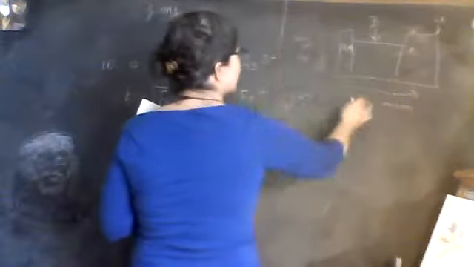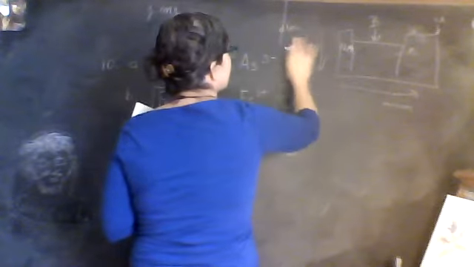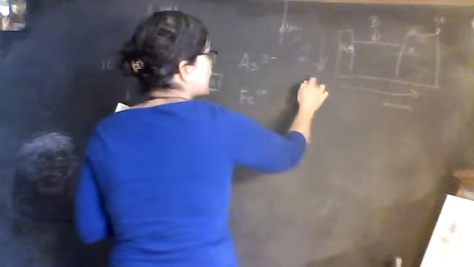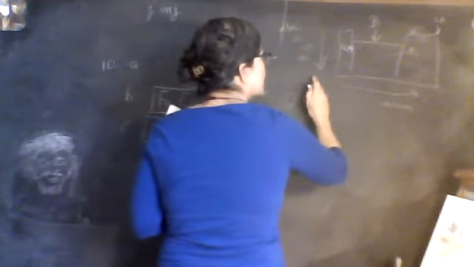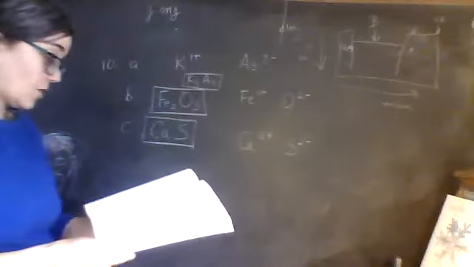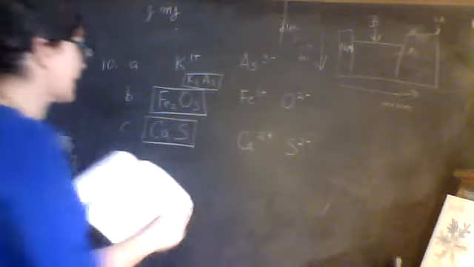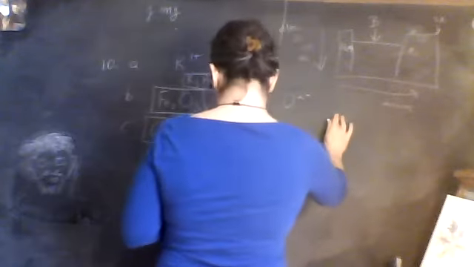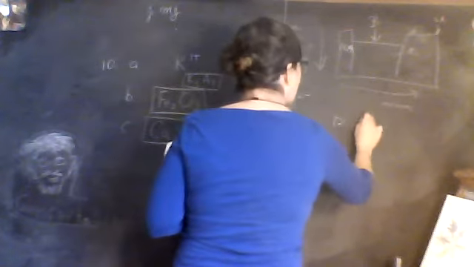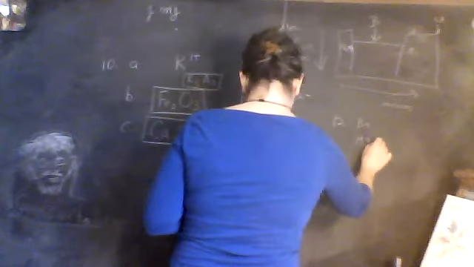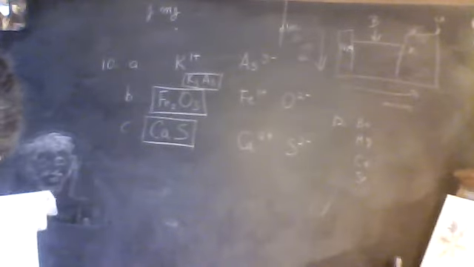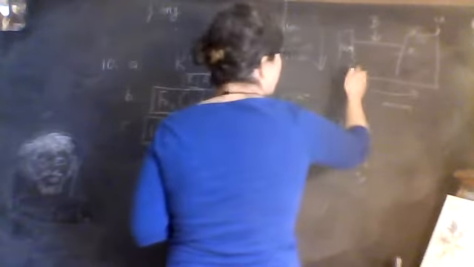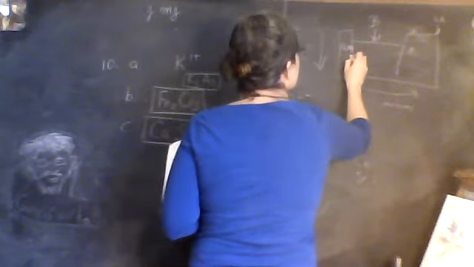Electronegativity follows the same path as ionization potential. So as you go down the periodic table, electronegativity decreases. As you go from left to right, electronegativity increases. So for number 12, we have Ba, Mg, Ca, and Sr. So we look at the periodic table, and we find that they're all in this column. We see Mg here, Ba is down here. Sr and Ca.